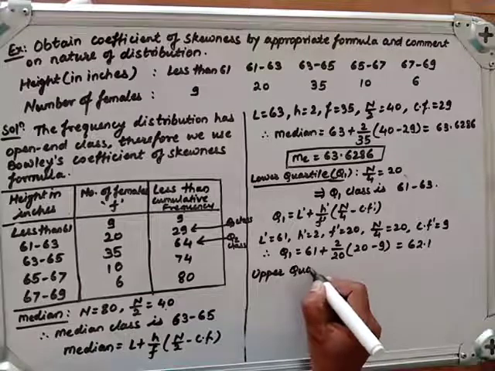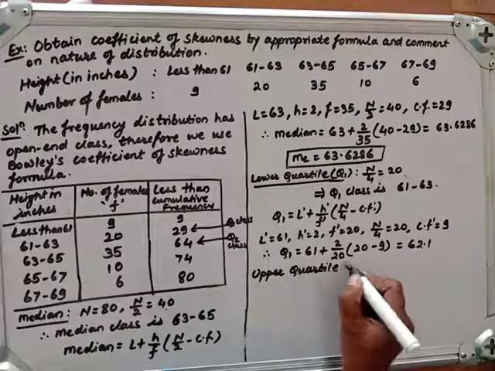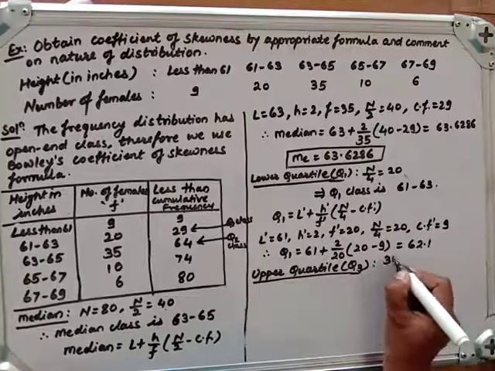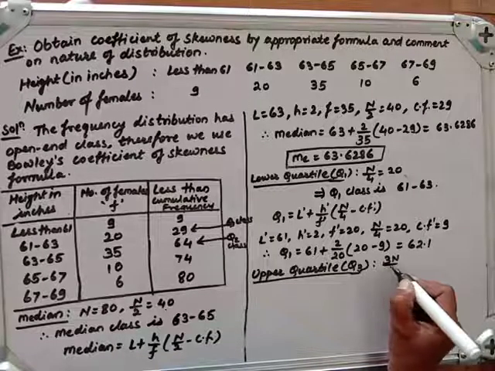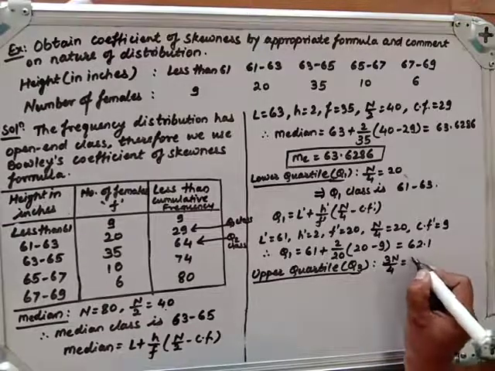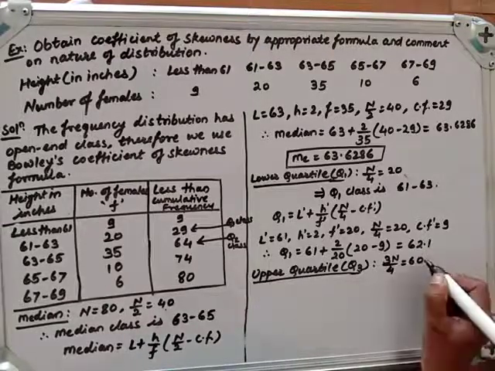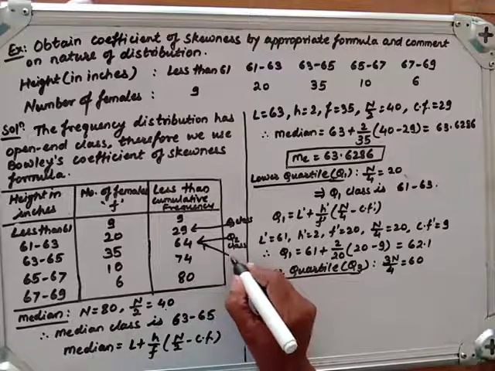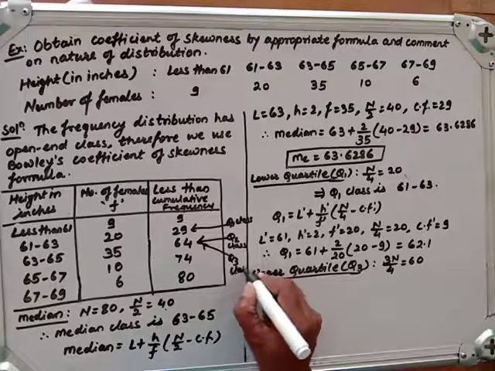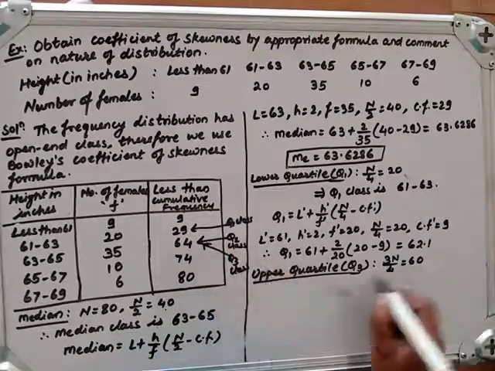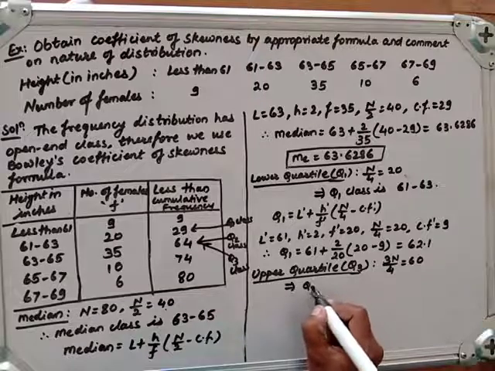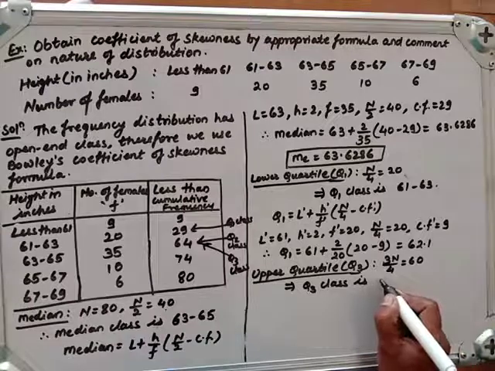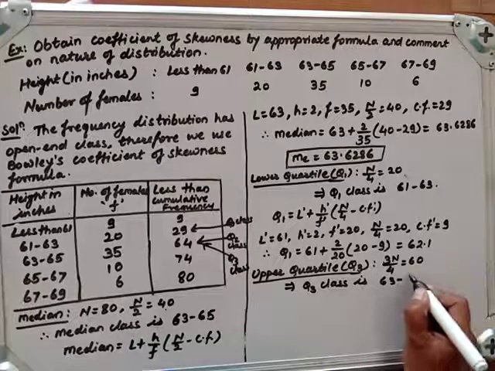Upper quartile, that is Q3. So now for that we have to determine 3n by 4. So 3n by 4 is how much? 60. So again 64, this is again Q3 class also. Therefore Q3 class is 63 to 65.